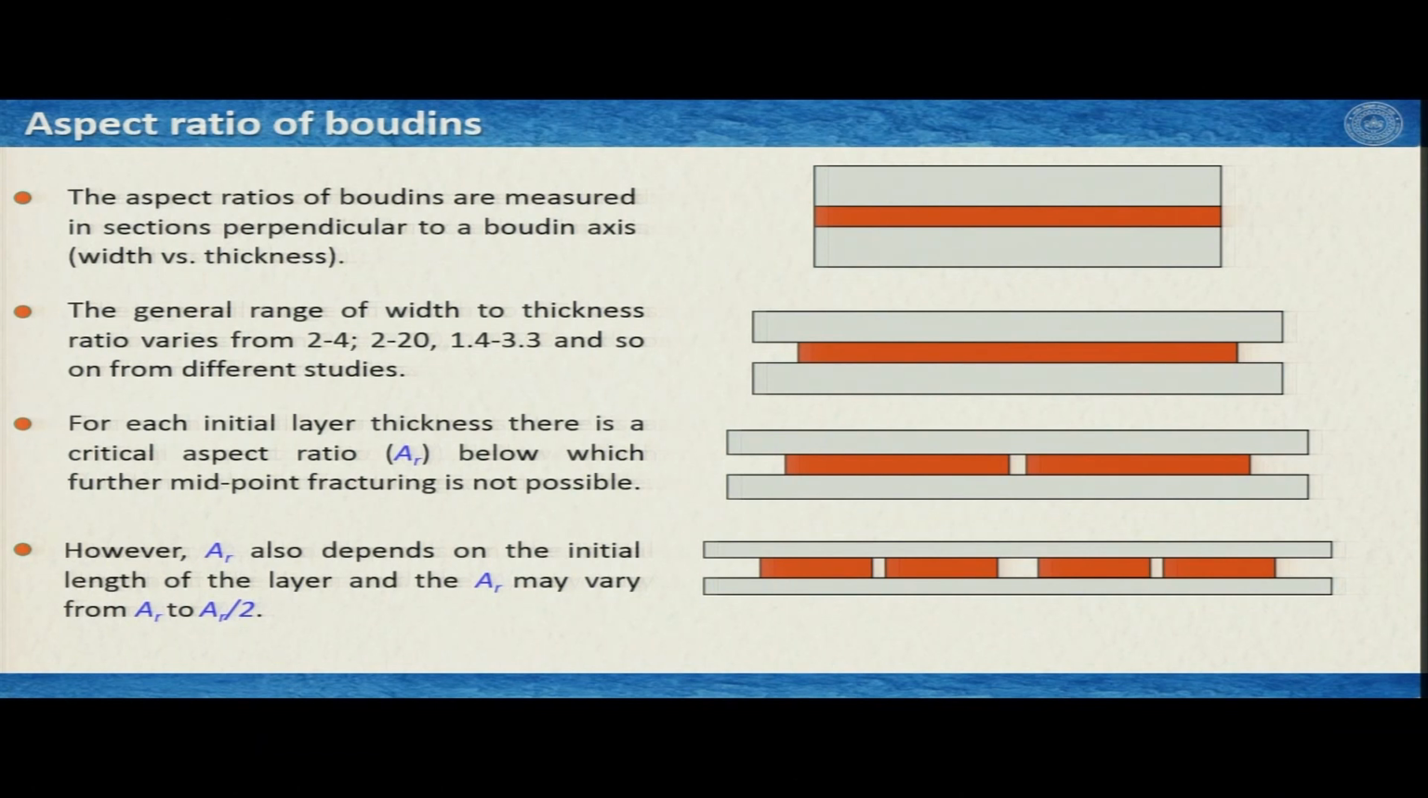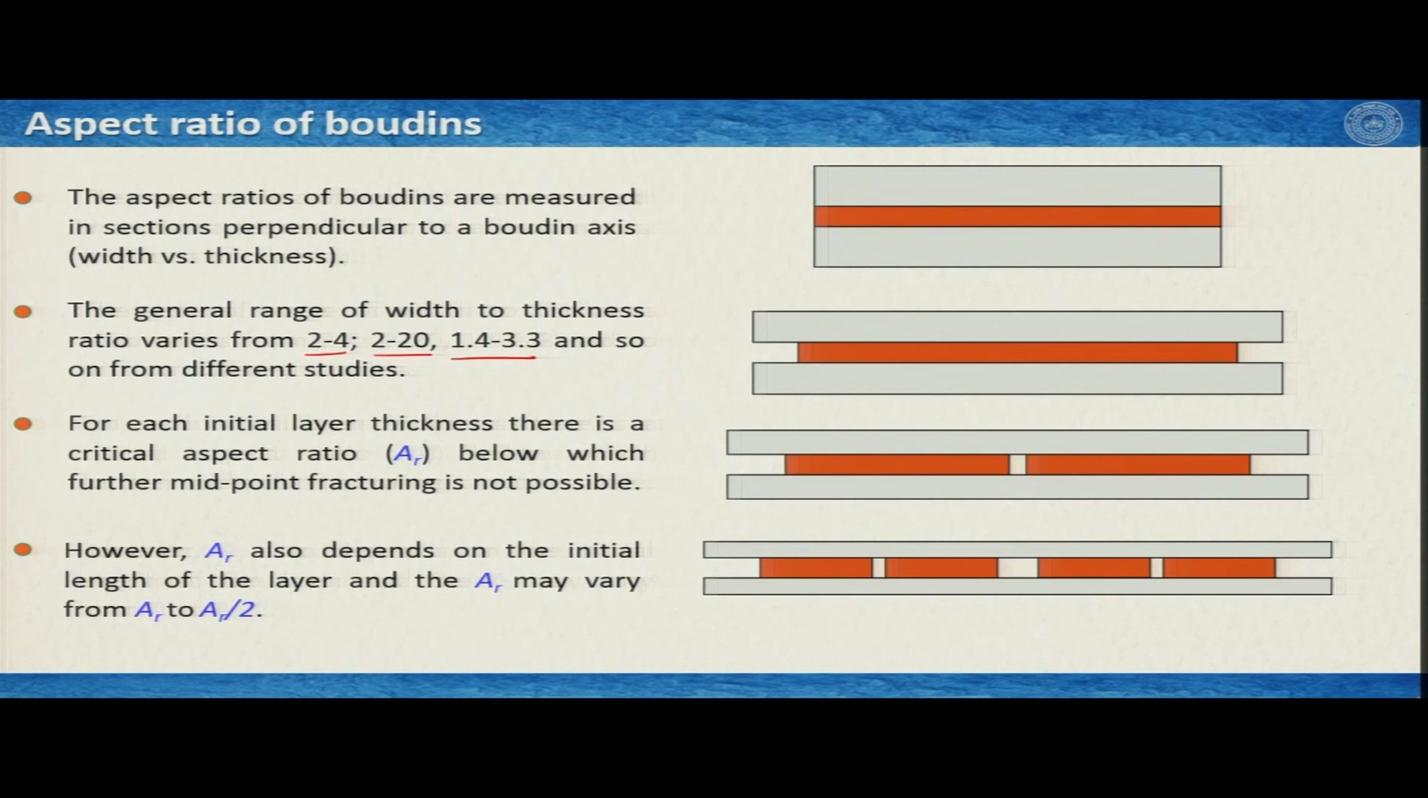The width to thickness ratio of boudins, interestingly, may vary within a wide range. However, in most areas there is a general tendency of thicker beds to form boudins of larger widths. Now, what we see here is the general range of width to thickness ratios which have been reported from different field studies. A few studies reported that it is generally from 2 to 4, a few made it really large, 2 to 20, and then some made it really narrow, 1.4 to 3.3 and so on, and these are from different studies.